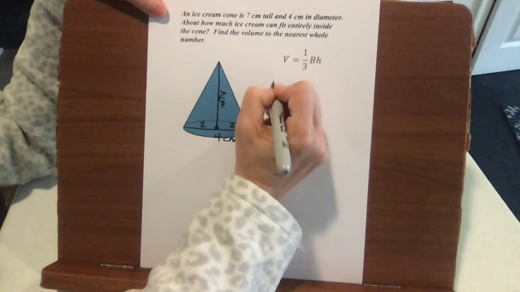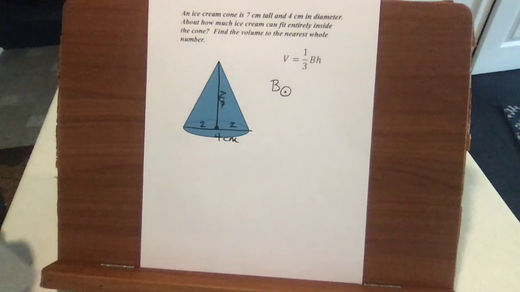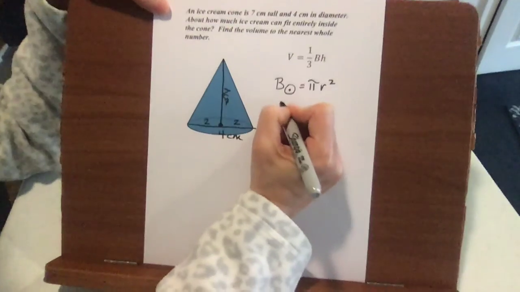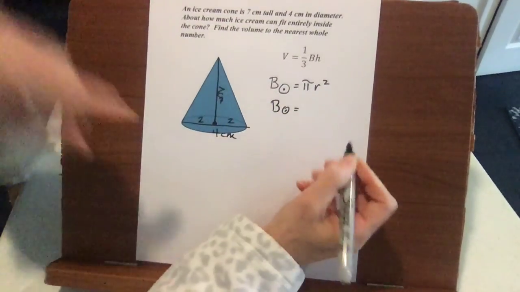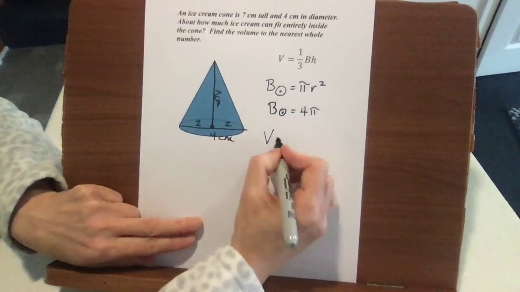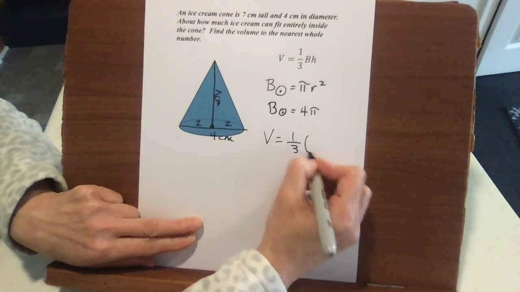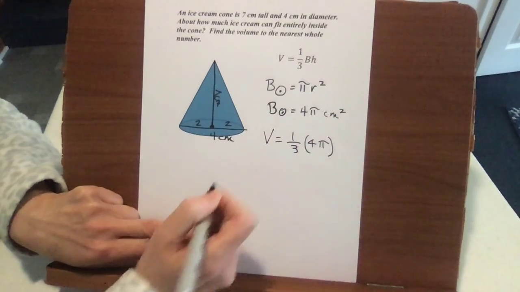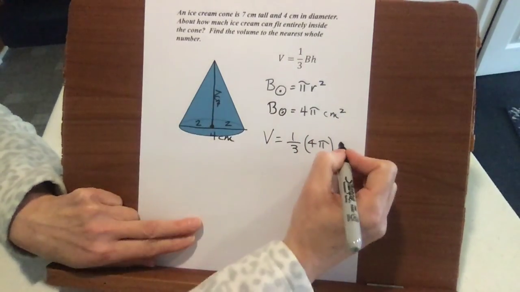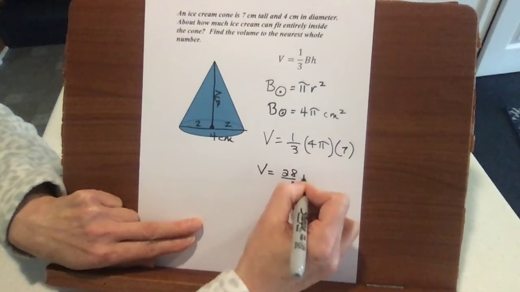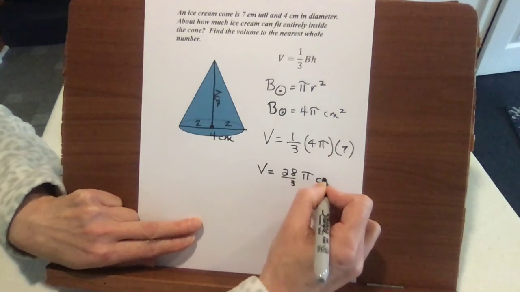Okay, so our base in this case is a circle. All right, so new formula basically, pi r squared. So base of our circle, or radius is 2, so it's going to be 4 pi altogether because 2 squared is 4. All right, our volume is 1/3 of our base area, which is 4 pi, and I really should put centimeters squared on that. And it times our height. Our height is 7. So our volume is going to be 28/3 pi. That's exact, all right, and that's in centimeters cubed.